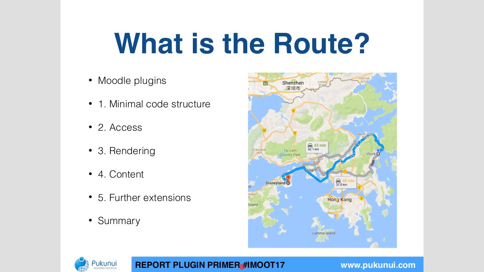So what's the path? What's the route we're going to take? So I'll do a quick talk about Moodle plugins. And I've basically done it in 5 steps, or should I say I've done it in 4 steps. Step 5 is really just talking through how you can extend this a bit further. And if you're looking at that little picture, you could actually see the route from my work office to Disneyland in Hong Kong. I'm on the opposite side of Hong Kong. So that's the idea. That's where I'm going to go with this.